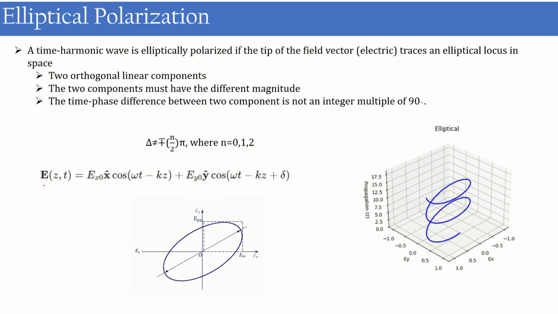If we have an electric field vector which has components Ex and Ey, these are the conditions. It should have two orthogonal linear components. So if the propagation direction is in the Z direction, it should have components in the X direction and Y direction. Both these components must have different magnitudes, that means Ex0 is not equal to Ey0. The time difference between the two components is not an integer multiple of 90, that is, this delta should not be equal to an integer multiple of 90. If these conditions are satisfied, we will get elliptical polarization.